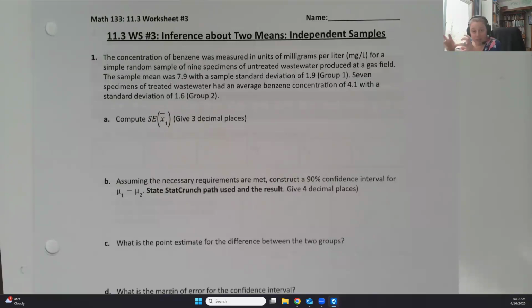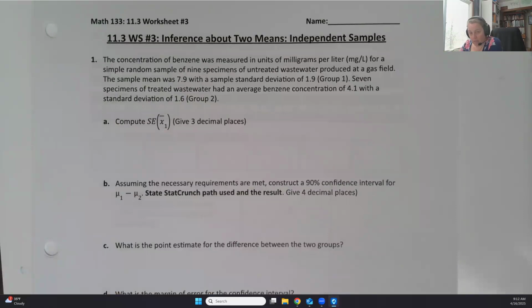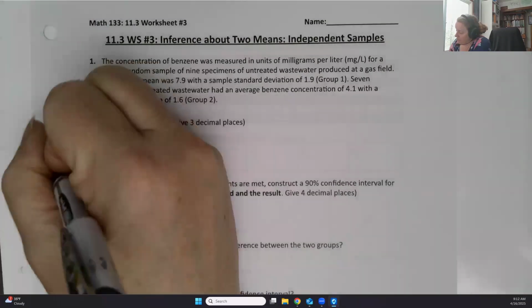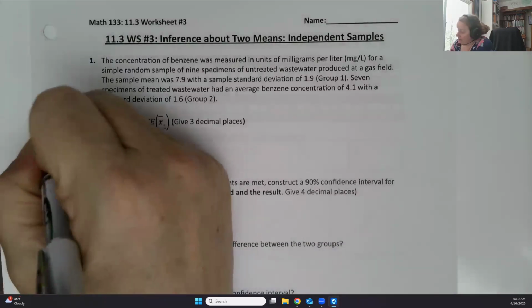Okay, so they're giving us the information. It's not going to be in a data table, right? They're writing it in a big paragraph. So the first thing they're asking us for is to compute the SE of X bar 1. So SE stands for what? What do those 2 letters mean to you? There you go, standard error.